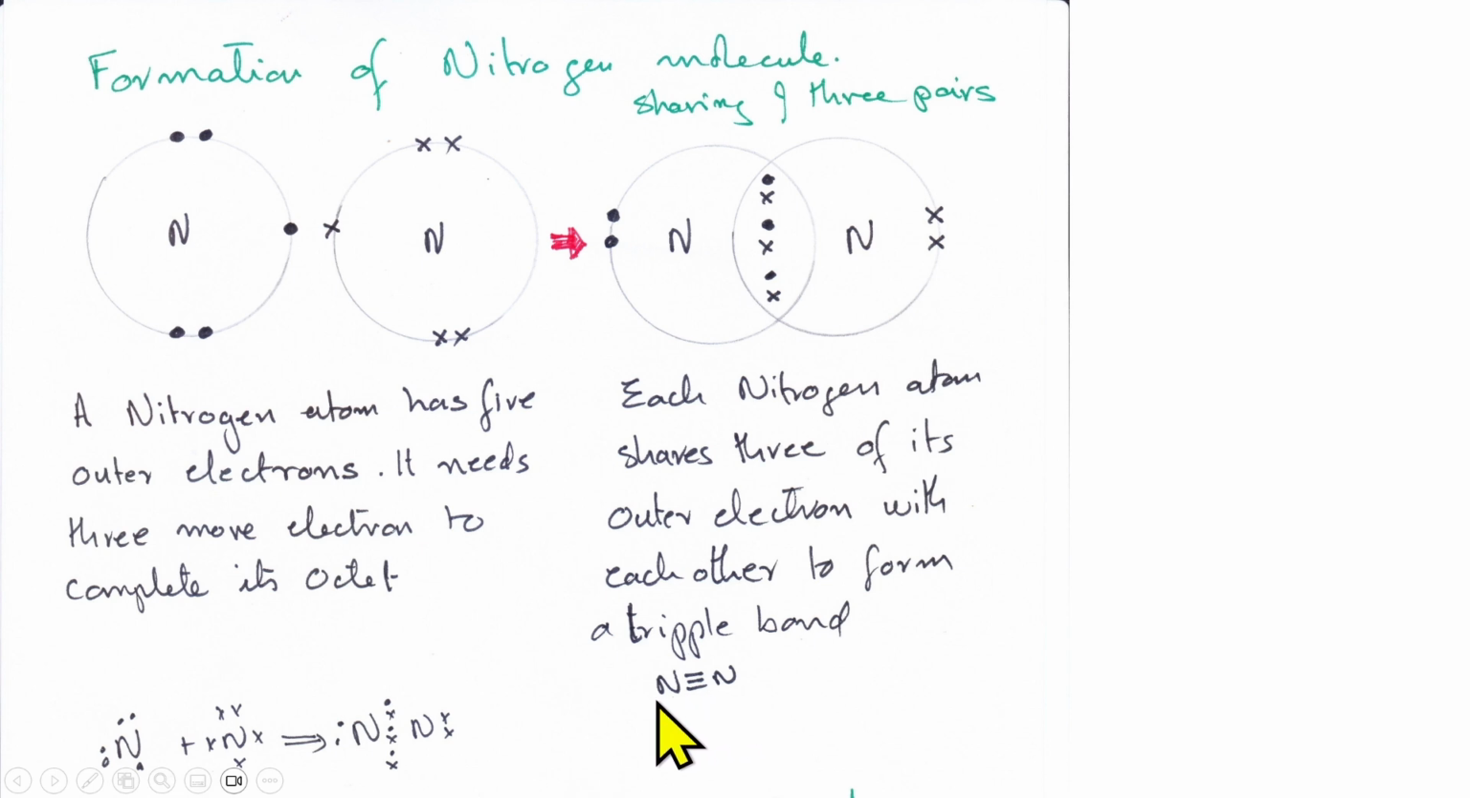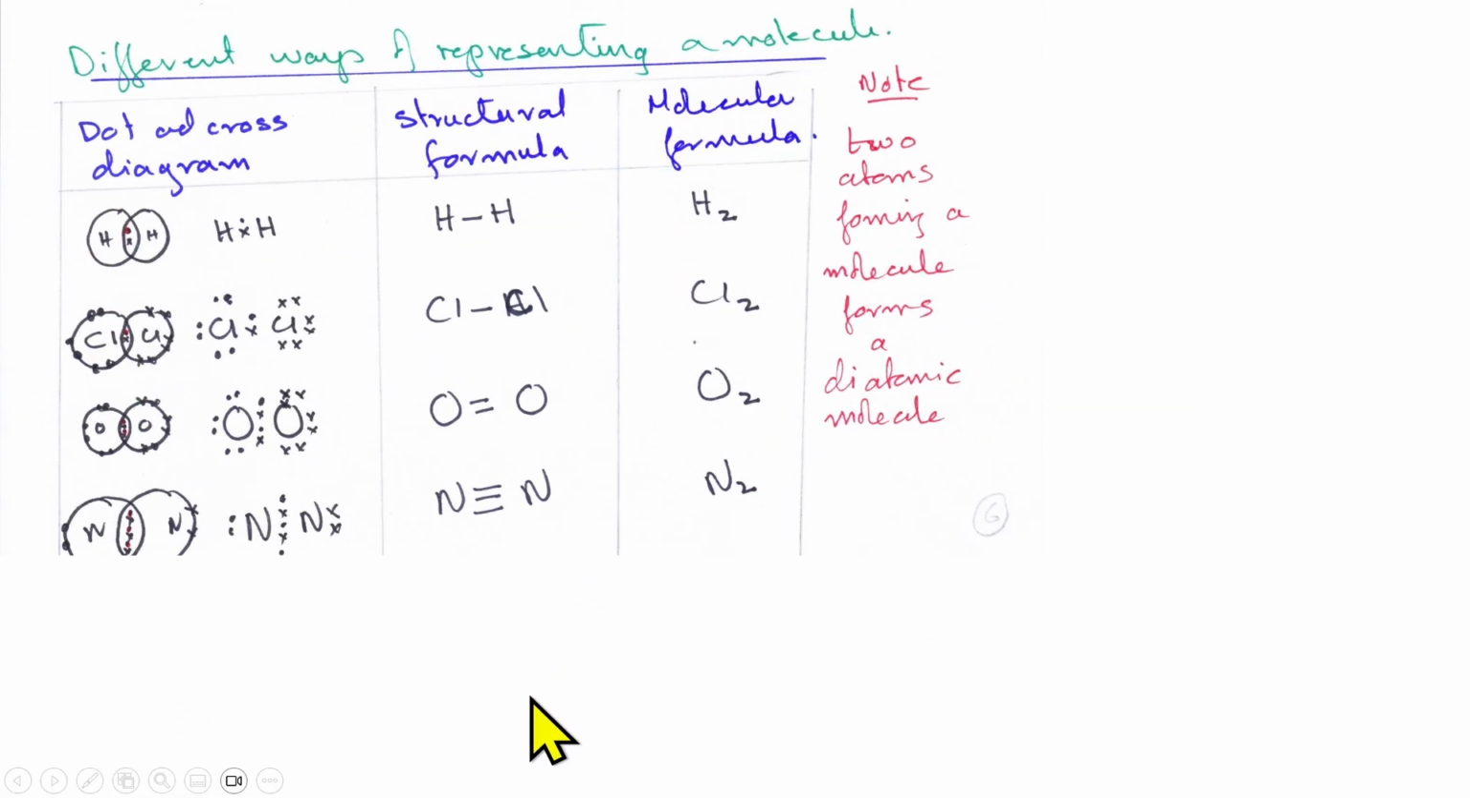Again the dot and cross structure for the nitrogen molecule. Now there are different ways of representing a molecule. You can see I have written dot and cross diagram, structural formula, and molecular formula. In dot and cross diagram, either you can draw the circles and draw the electrons in it, or as I have shown on the right side.